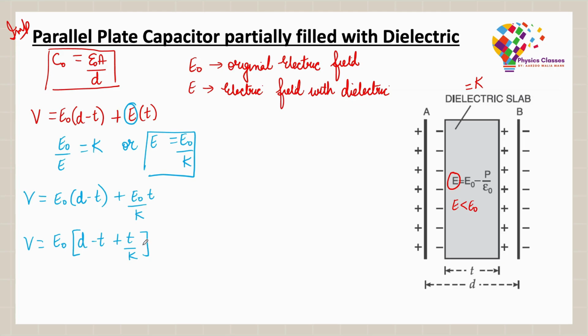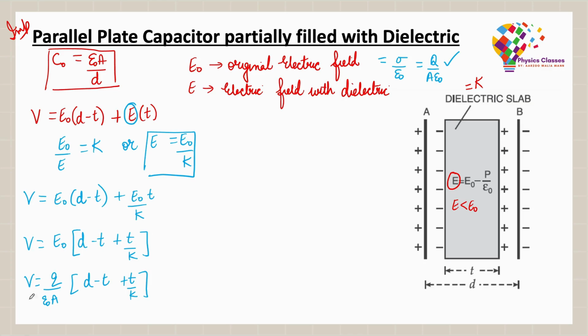Further, because I know that my E naught, the original electric field, was sigma by epsilon naught, or you could say it was Q by A epsilon naught, let's substitute this value of E naught here. So I'll have Q by epsilon naught A into D minus T plus T by K. So that is my final potential.